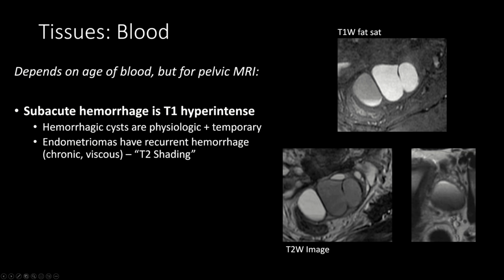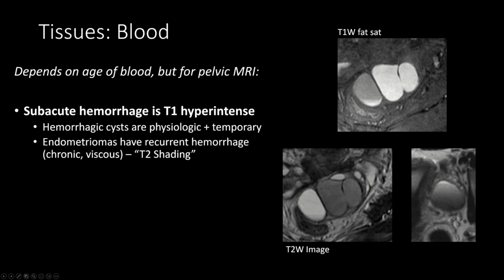So remember that hemorrhagic cysts are physiologic. When a corpus luteum cyst ruptures, there can be hemorrhage within, but this is temporary and it disappears by the next cycle or so. Endometriomas, on the other hand, have recurrent hemorrhage within. So you have a combination of different ages of blood, with more subacute hemorrhage due to recurrent hemorrhage that is much more T1 hyperintense than a hemorrhagic cyst.